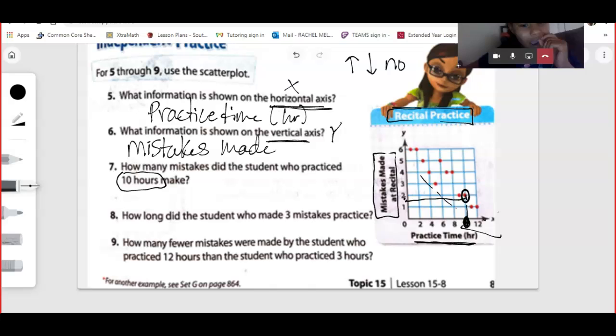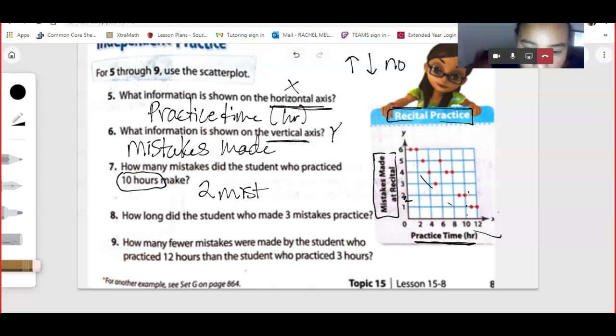Do you see how I did that? I went over to the 10 because they told me it was 10 hours. So I went over to the 10 and found the dot that was on the 10 and looked at the mistakes, and that was 2 mistakes. Okay. So now we're going to do the same, only we're going to look at the mistakes and see how many hours they made. So on number 8, how long did the student who made 3 mistakes practice?